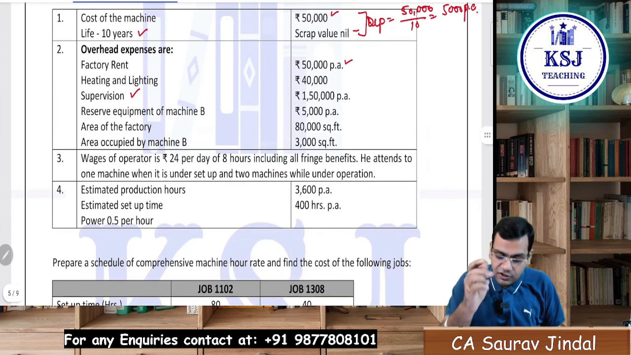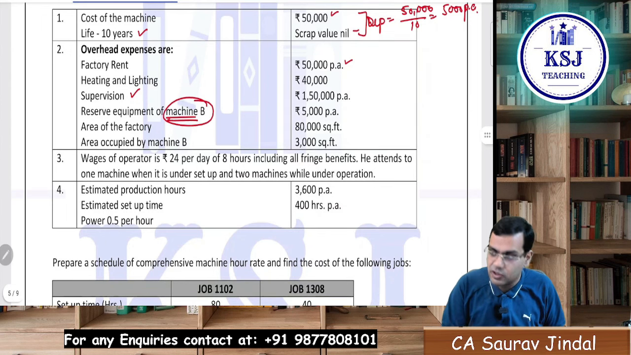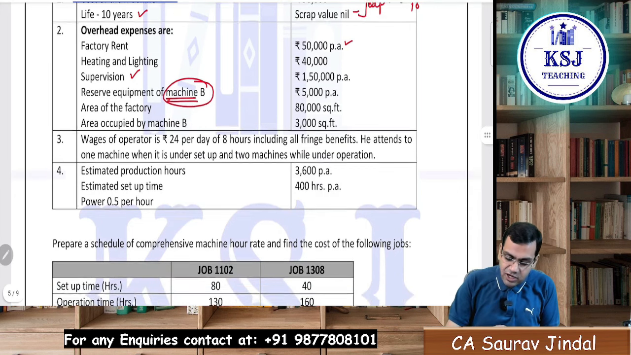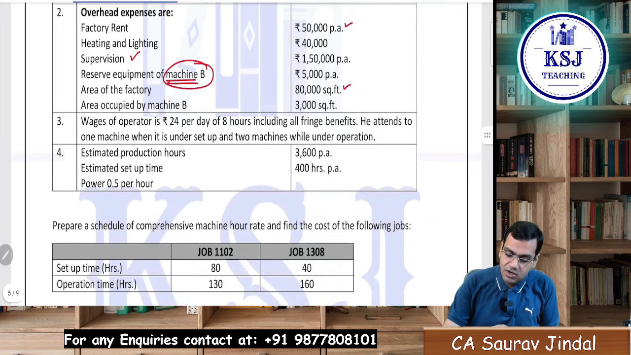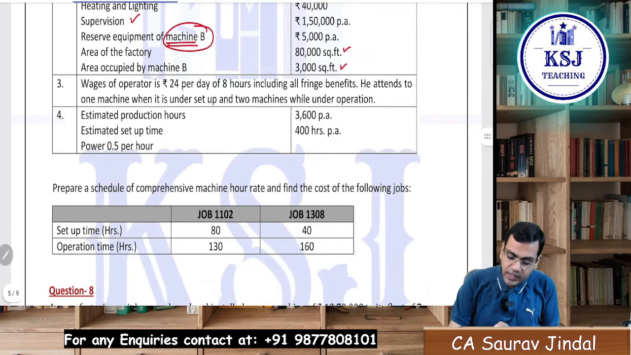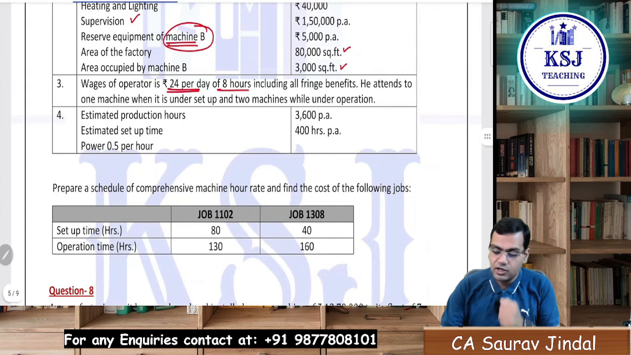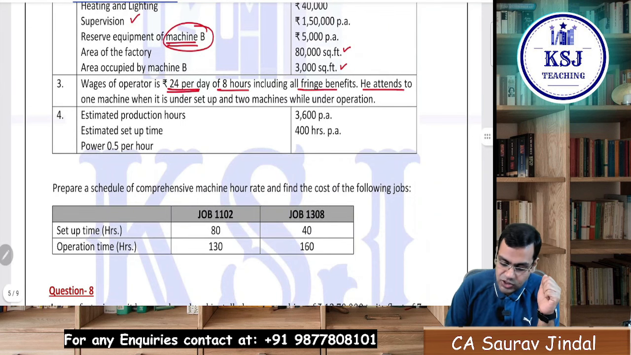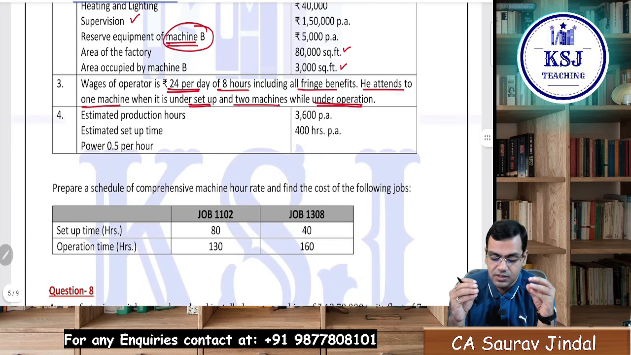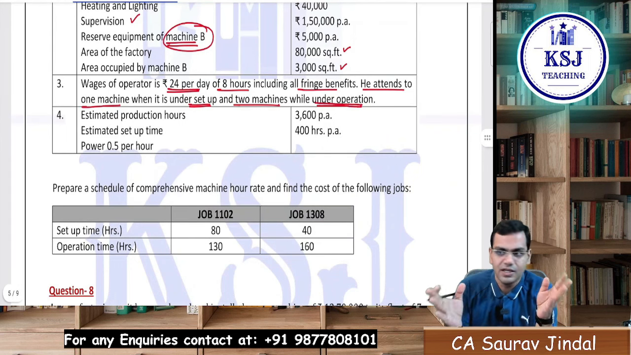Reserve equipment of machine B. Now this is specific for the machine B. This is specifically given. Area of the factory is total 80,000 square feet. Area occupied by machine B is 3,000 square feet. The wages of the operator is rupees 24 per day of 8 hours, including all the fringe benefits. He attends to one machine when it is under setup and 2 machines while under operation. So when the machine is under setup, this operator is working on one single machine, and when the machines are already running, he can look after 2 machines.